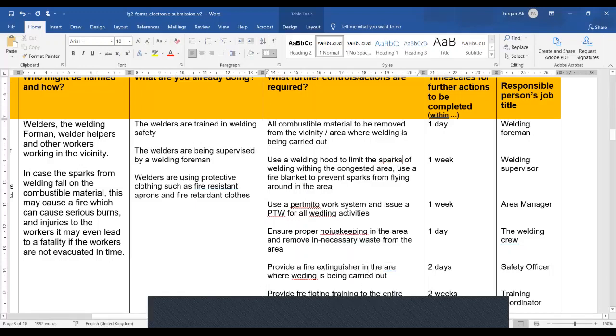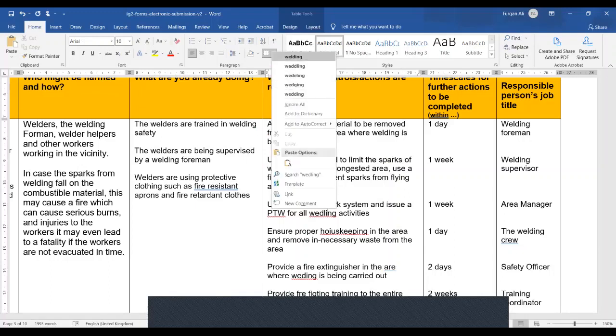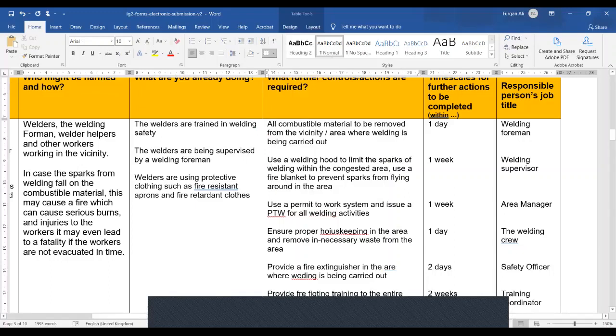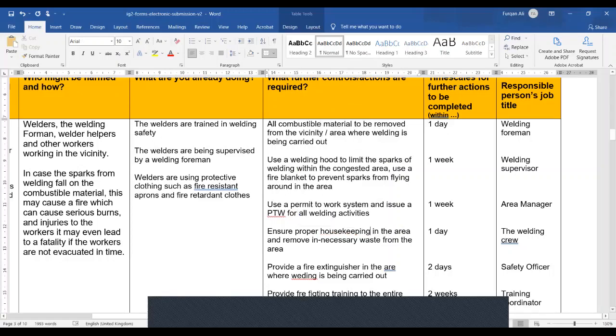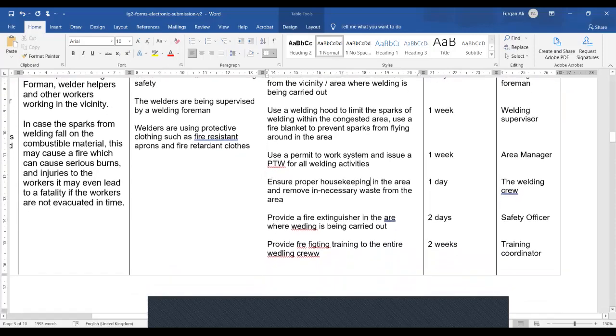So use a welding hood to limit the sparks of welding within the congested area. Use a fire blanket and prevent sparks from flying around in the area. Then we move to administrative controls. We use a permit to work system to issue PTW for all welding activities. Then ensure proper housekeeping is carried out in the area. Provide a fire extinguisher in the area where welding is being carried out. Provide firefighting training to the welding crew.